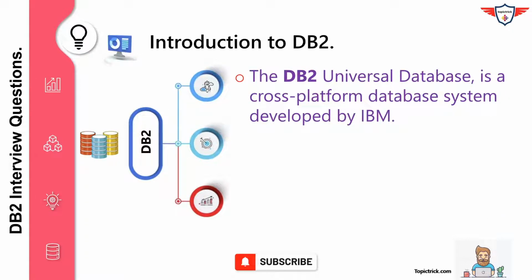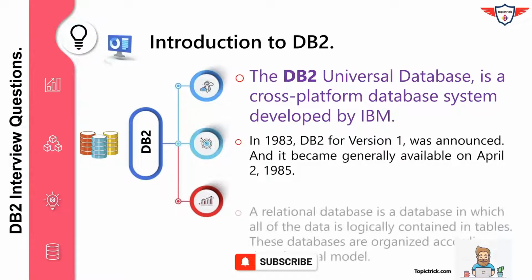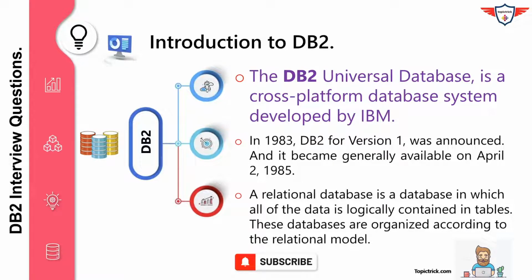DB2 for z/OS is a relational database management system that runs on the mainframe. It is a cross-platform database system developed by IBM. In 1983, DB2 version 1 was announced, and it became generally available on April 2, 1985. A relational database is a database in which all of the data is logically contained in tables. These databases are organized according to the relational model.